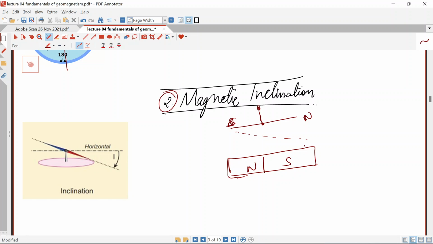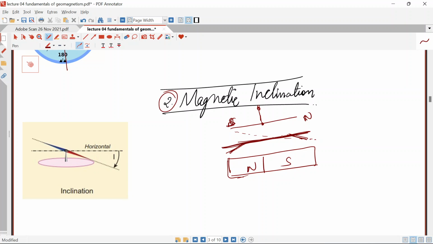If you bring the northern pole of the needle towards the southern side of the magnet, there is an inclination, a deviation that takes place. If you bring the southern side of the needle towards the northern magnet, then there is an inclination towards it. If you put it exactly at the center, a balancing takes place. We'll see this later.